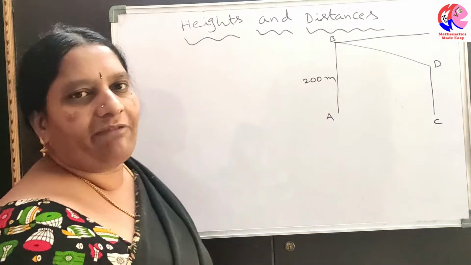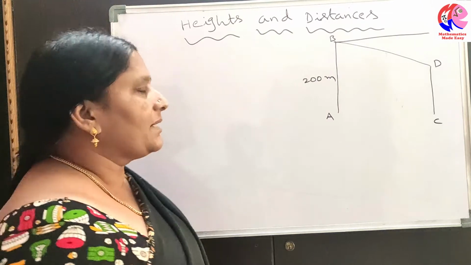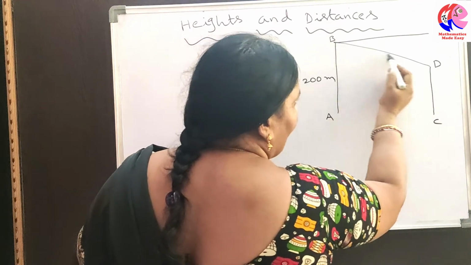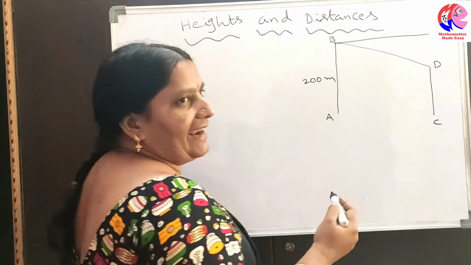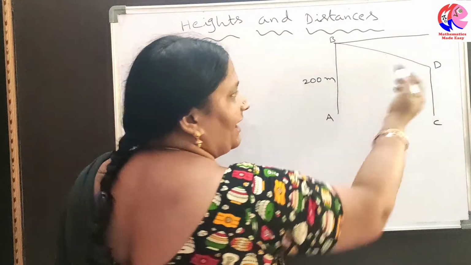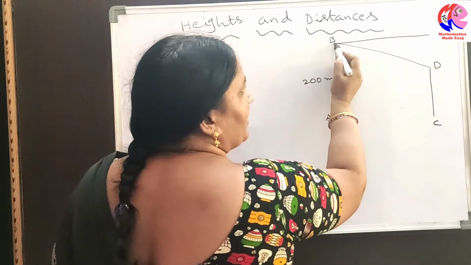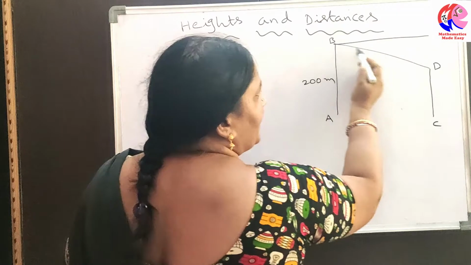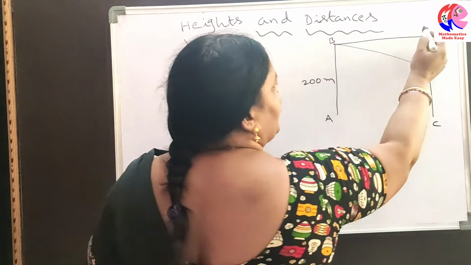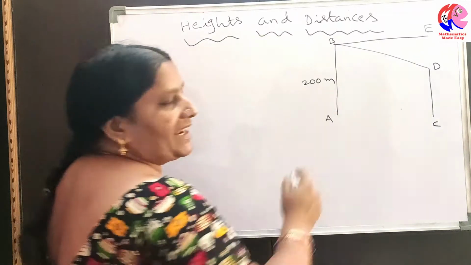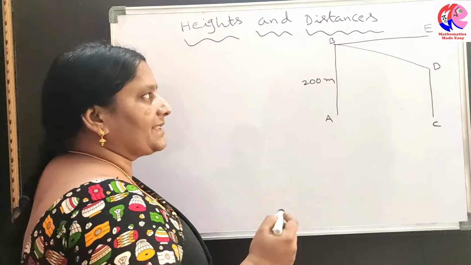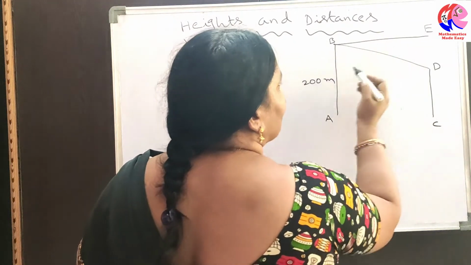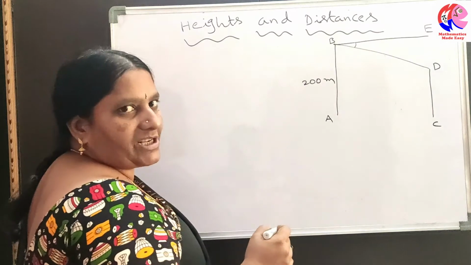So what is the meaning of angle of depression? Nothing but the angle between line of sight and horizontal line. When the object is placed at lower level of the eye, the line drawn from eye of the observer to the object is called a line of sight. So here BD is representing a line of sight, and let us take this is BE. BE is called the horizontal line, which is parallel to the ground. So the angle between a line of sight and a horizontal line is called angle of depression.